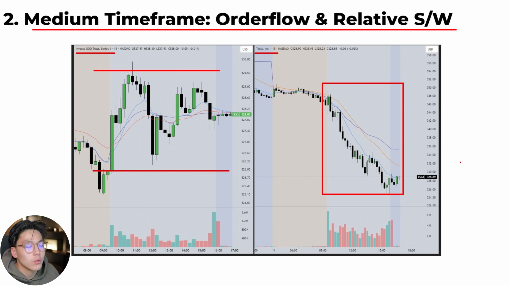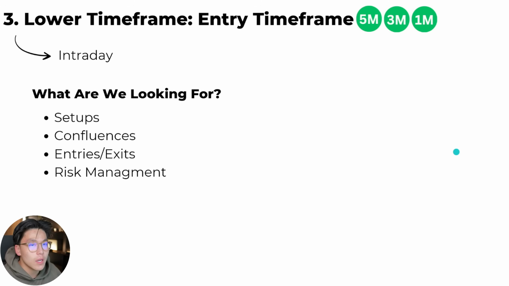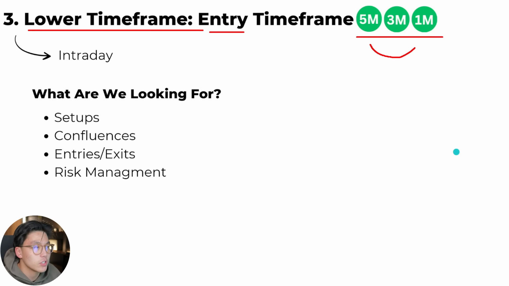Now let's go into the lower time frames to see exactly what I look for. So as you can see right here, I'm on the final part, which is the lower time frames, and this is what's called the entry time frame. And this is very important. The time frames that we use are your 1, your 3, and 5 minute. I personally love just using the 1 and 5 minute. And this is really where our intraday price action comes into play.